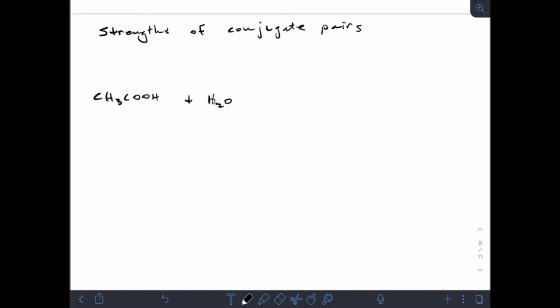plus H2O will give us acetate ion and H3O plus. Right? So acetic acid, here's our acid, and that makes the acetate ion the conjugate base. So if acetic acid is the acid, that means that water is the base, and hydronium ion is the conjugate acid.